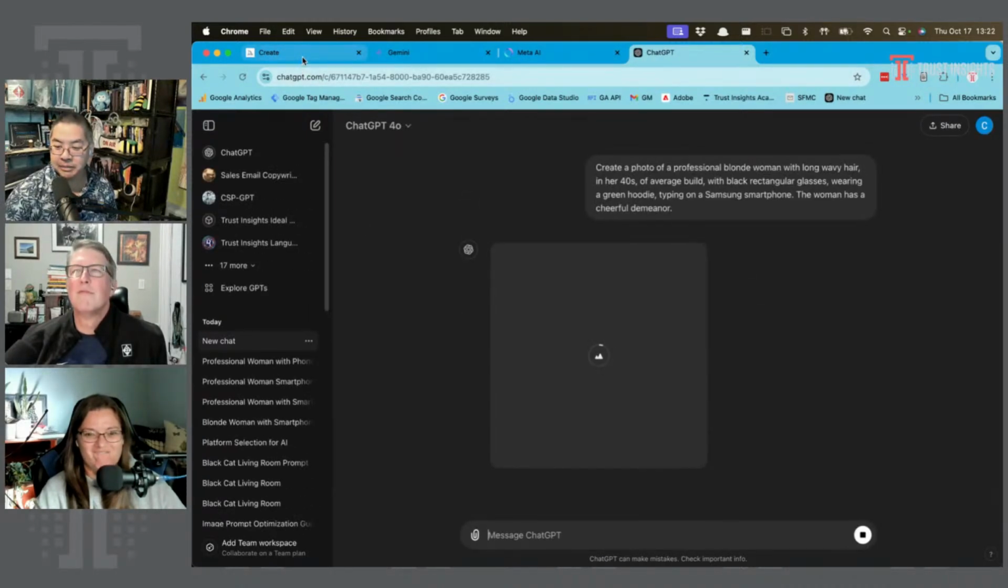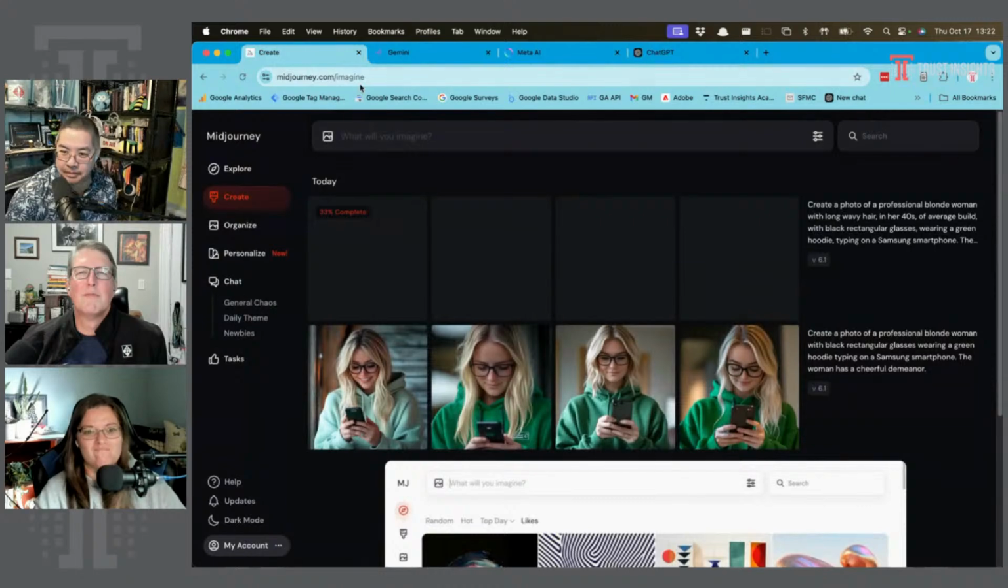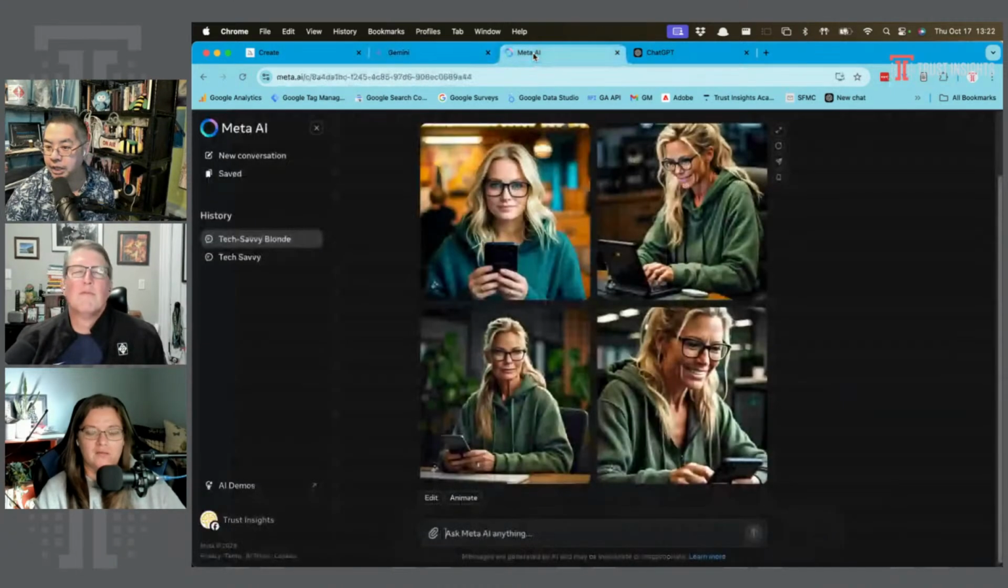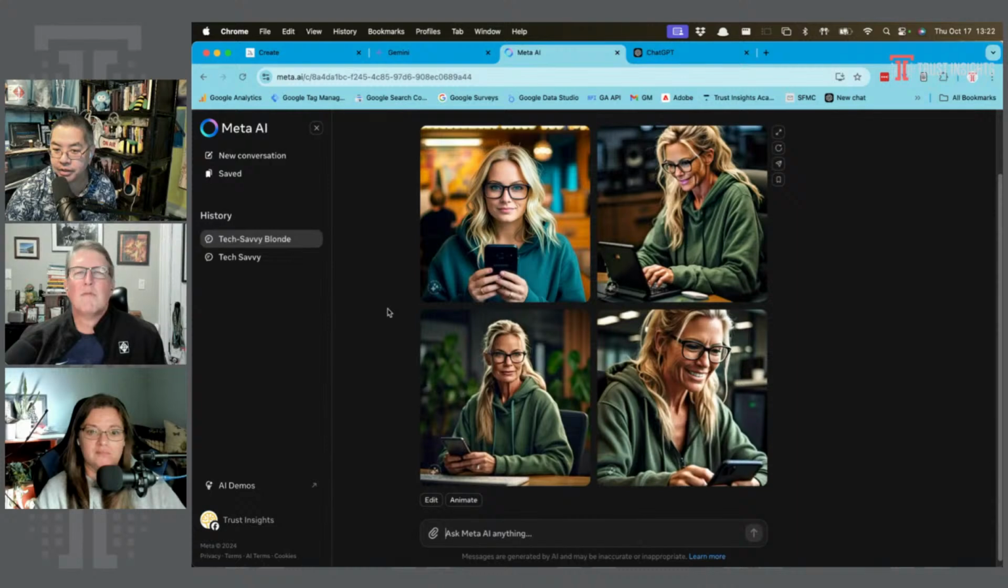The lights are still off, probably. Midjourney is working on it. Gemini is working on it. Meta AI came up with this.